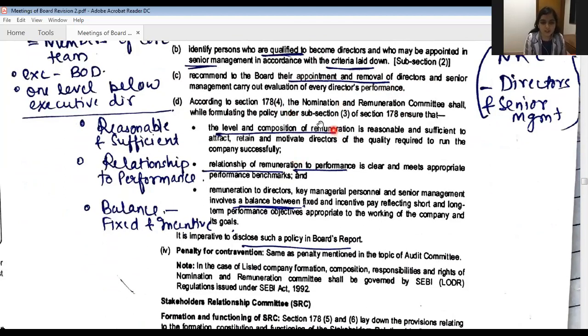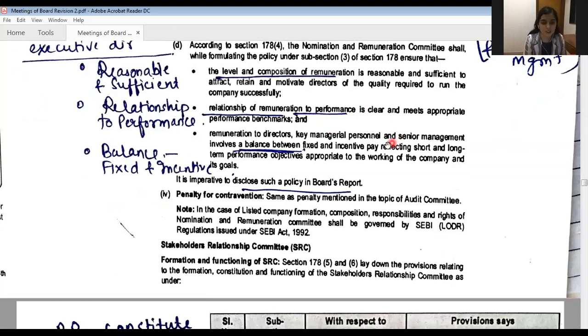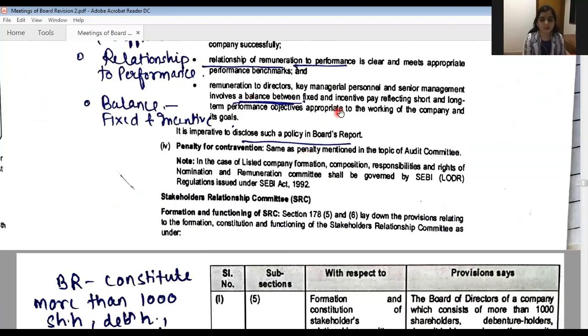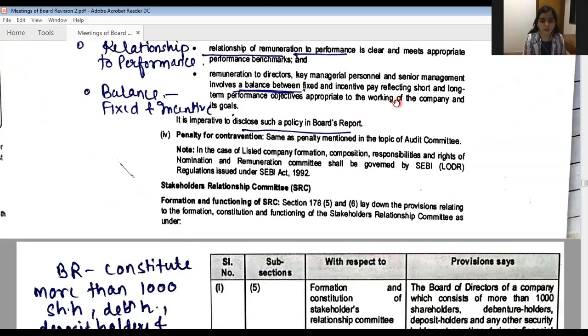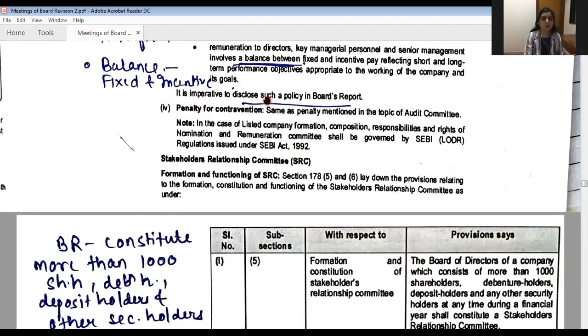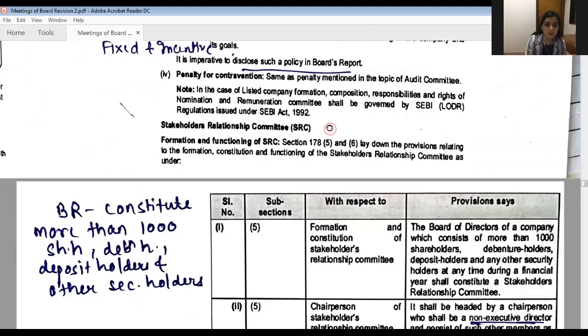Then the next is, the nomination and remuneration committee, while formulating the policy, shall ensure that the level and composition of remuneration is reasonable and sufficient. The relationship of remuneration to performance is clear and meets the performance benchmark. Then there is a balance between fixed and incentive pay reflecting short and long-term performance objectives. Then it is imperative, that is, it is mandatory to disclose such policy in the board's report.